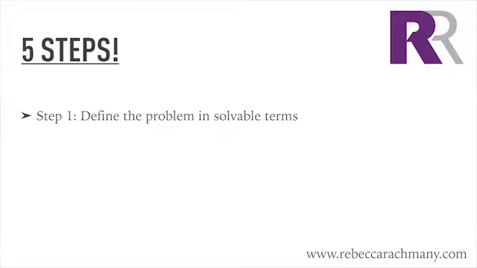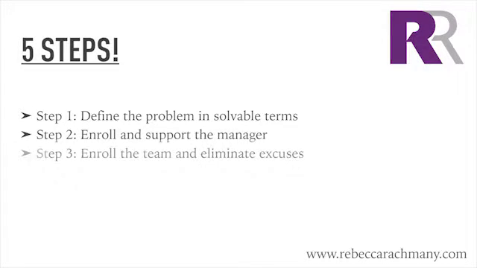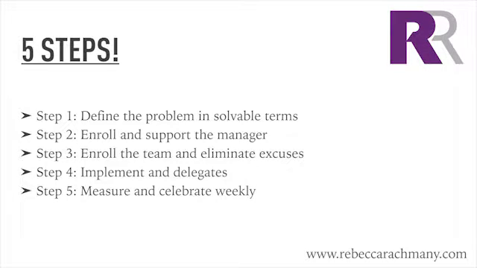We're going to get into the webinar. What we're going to do here is a 5-step process. I'll just go through it here and then we'll go to each step individually. Step 1, define the problem in solvable terms. Step 2, enroll and support the manager. Step 3, enroll the team and eliminate excuses. Step 4, implement and delegate. Step 5, measure and celebrate weekly. And I'm just going to dive deeper into each one of these. Now, we're talking right here about how to solve a problem with a problem manager, but this process could be applied really to any problem in your organization.